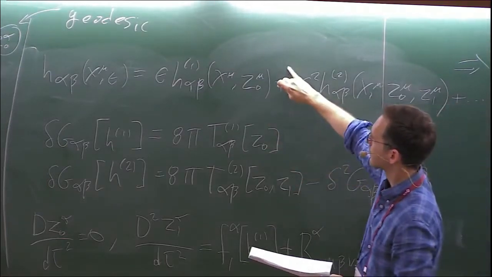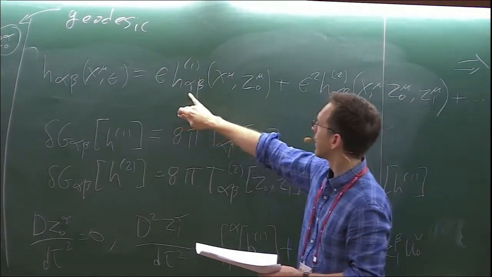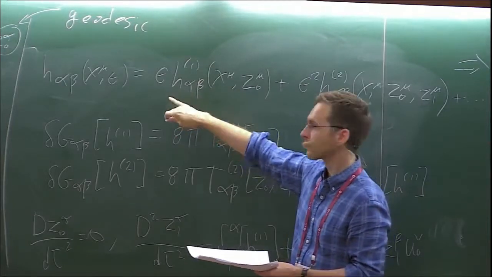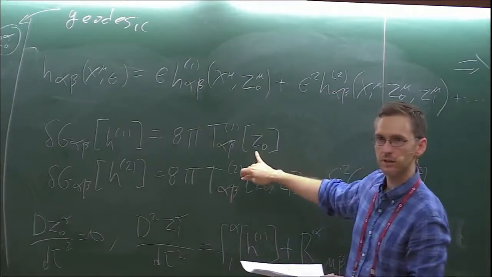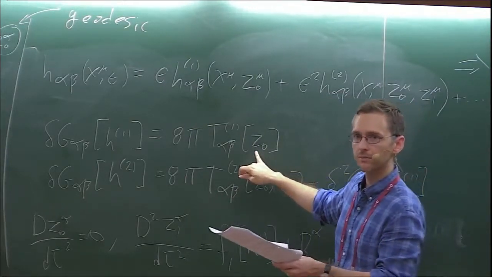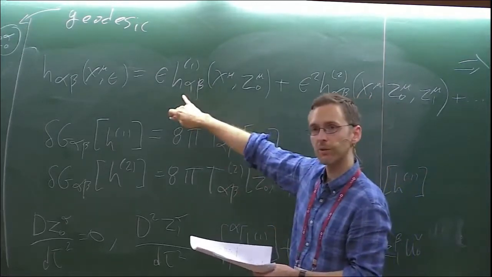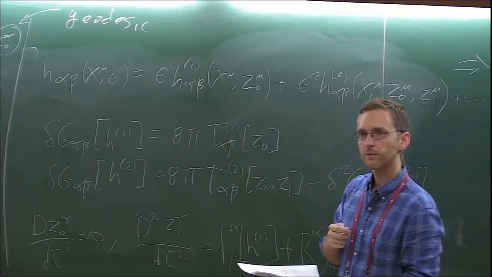This piece? Why does this not evaluate to 0? Why would it evaluate to 0? So this is the metric perturbation produced by a point particle moving on a geodesic. It's not a test particle, it's a point particle with mass. And that mass produces this metric perturbation. Does that make sense?